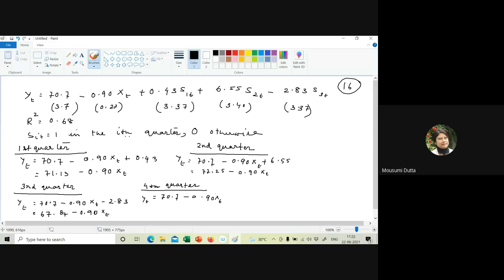Okay, so please write down. Here, the slope coefficients have remained unchanged, and the seasonal variation has been captured by the changes in the intercept term.